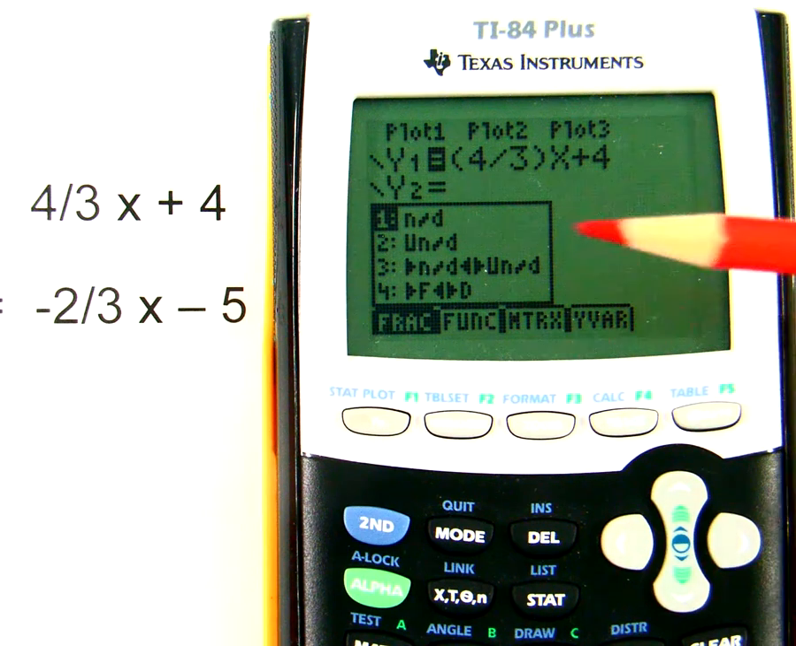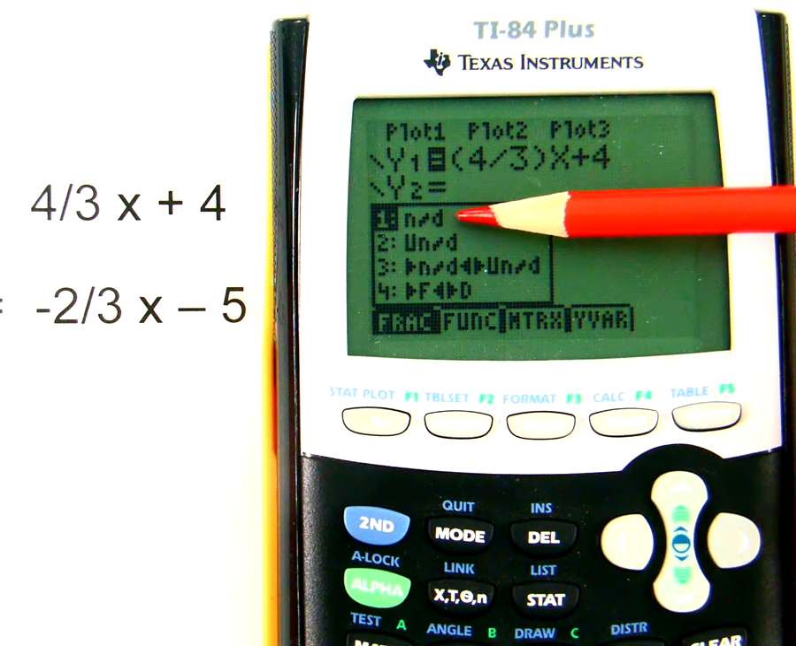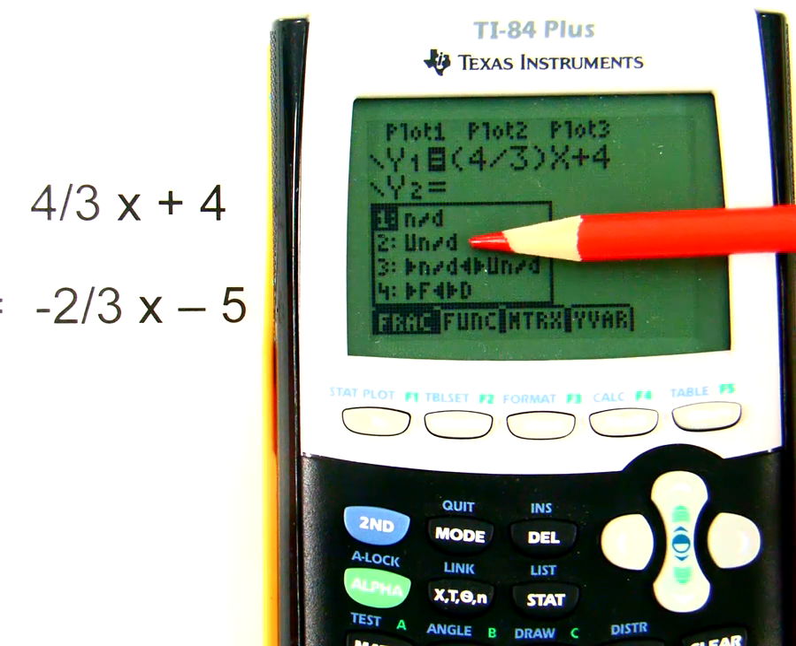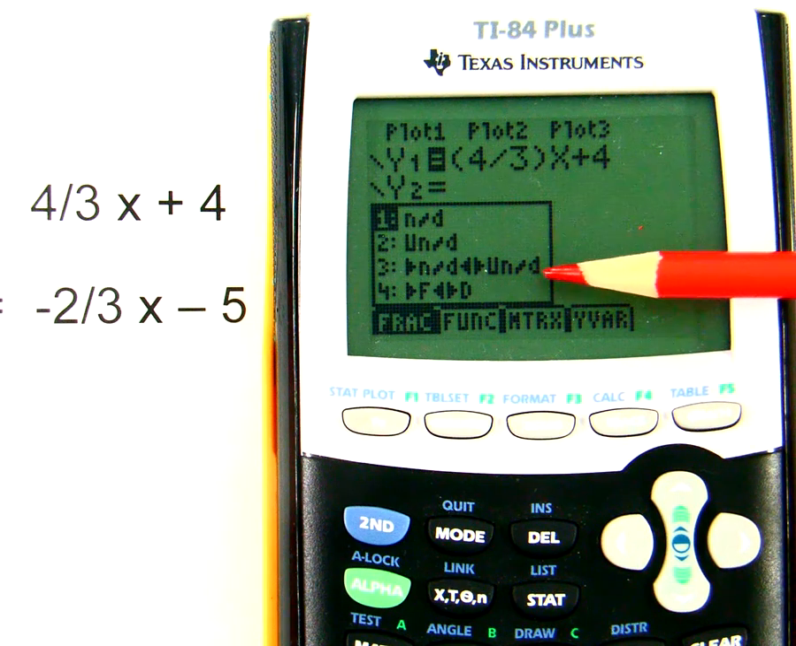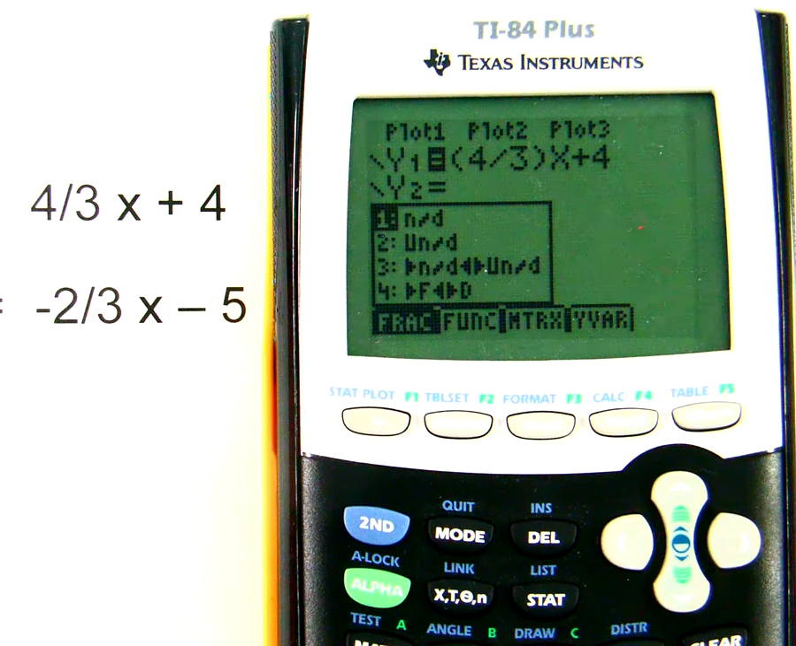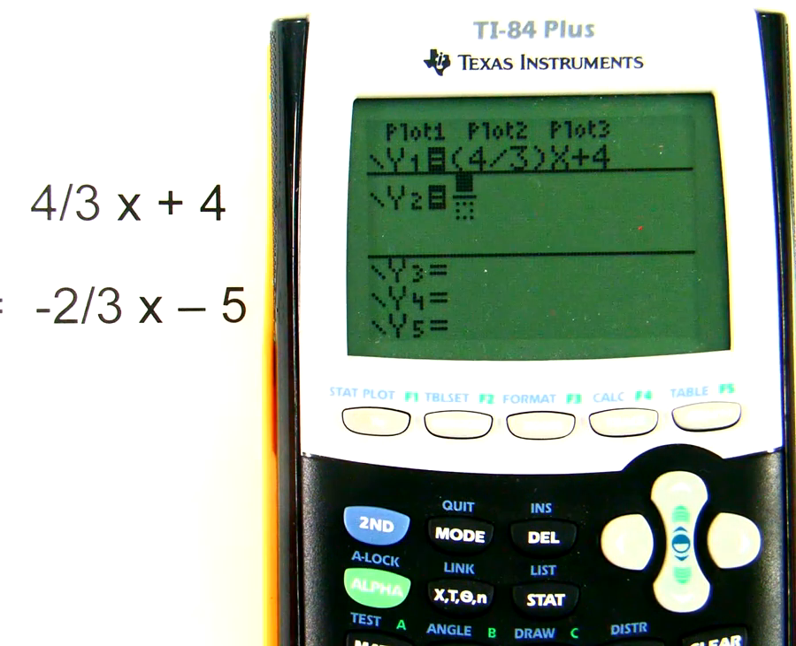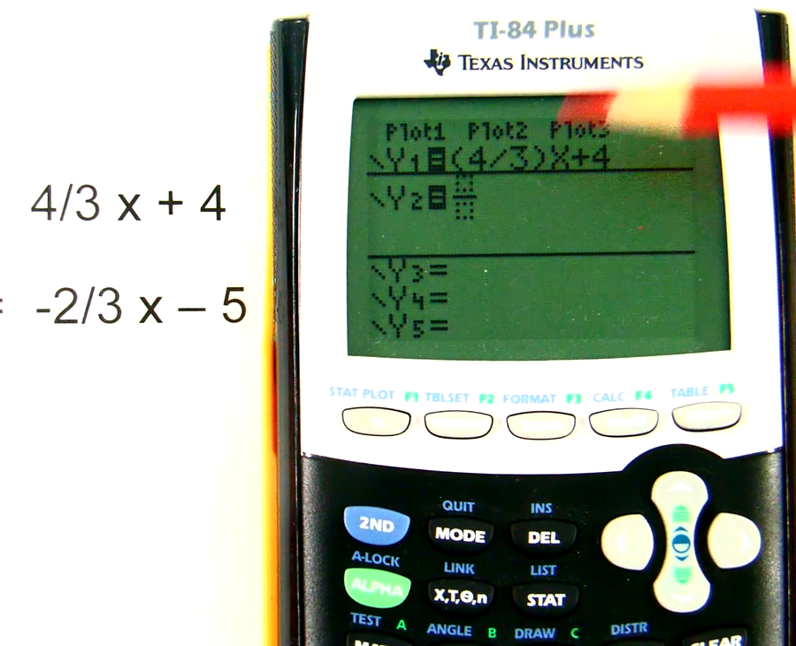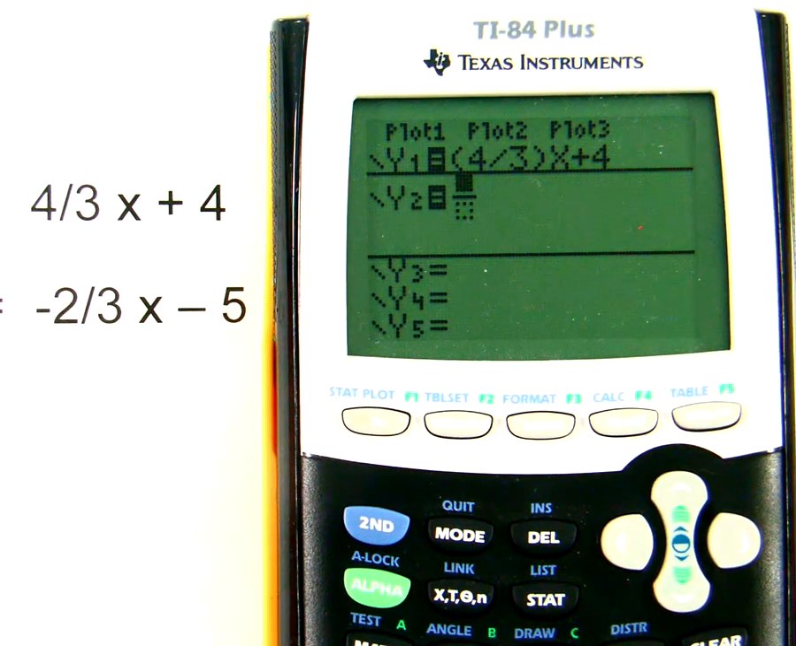On this menu, the first one is ND for numerator denominator. It'll give you a fraction. This is U for units or whole numbers. ND, it'll give you a mixed number. This one will switch between a mixed number and a fraction, and this one will switch between a fraction and a decimal. Well, we just want a fraction, so I'm just going to hit enter. It's on 1, ND, a numerator and denominator, so I'll hit enter, and it puts in a fraction that looks like a fraction. So I can do 4, arrow down, and hit 3.